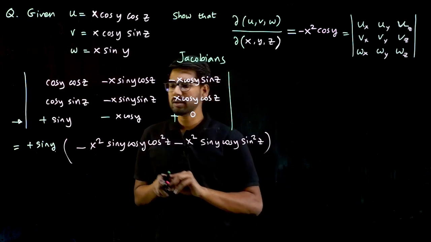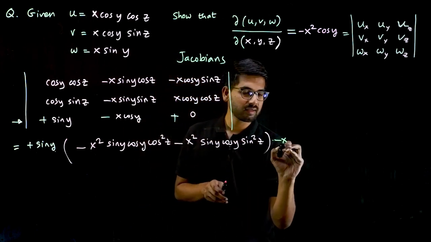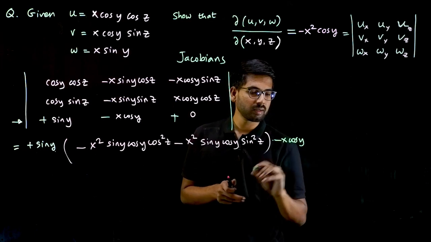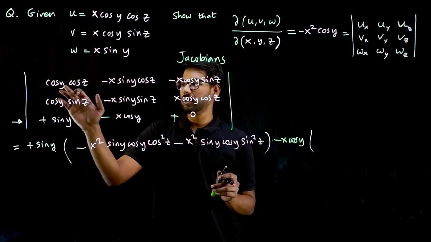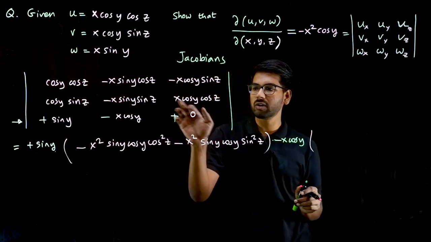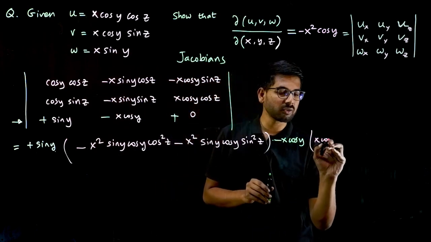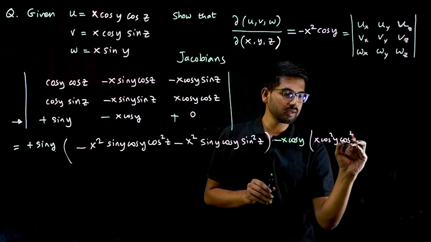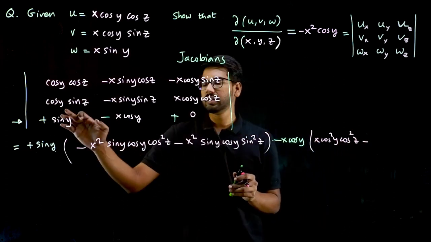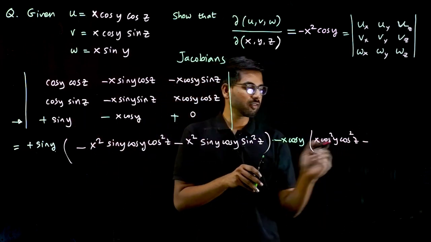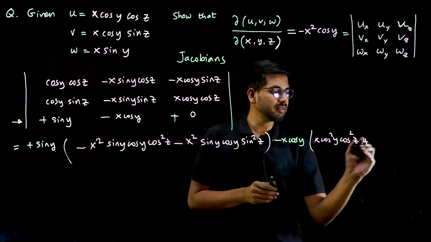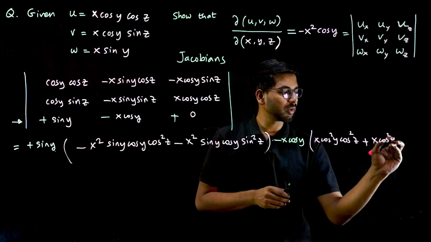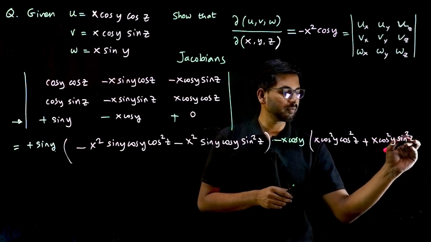Okay, next, minus x cos y, this into this minus this into this. So cos y cos z, x is x cos square y cos square z, minus this into this. There is already a minus here and a minus here, so it will become plus. Cos y sin z, x is x cos square y sin square z.